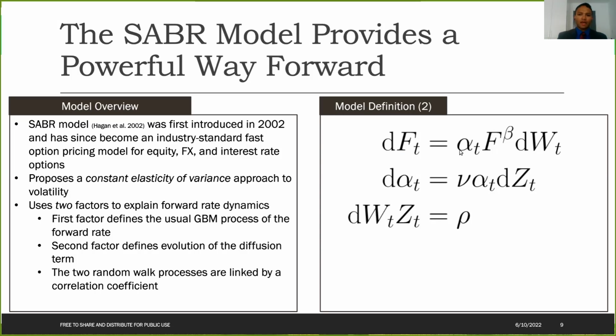And then the actual volatility is itself volatile. It is itself a stochastic process. And it is described by a second diffusion-based process described here, d alpha t equals nu alpha t dzt, right? So you have these two noise processes, which are linked together by a correlation coefficient. You have this alpha process, which is the so-called volatility. And then you have this nu, which is your volatility of volatility, and that is strictly constant. And then you have this beta parameter, which determines essentially what the forward rate looks like over time, the distribution of the forward rate process, basically.